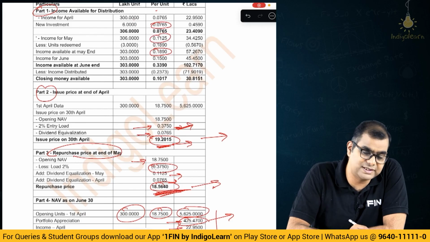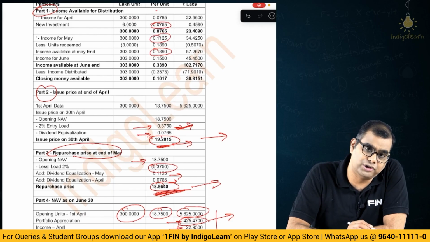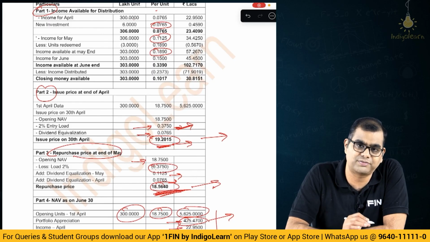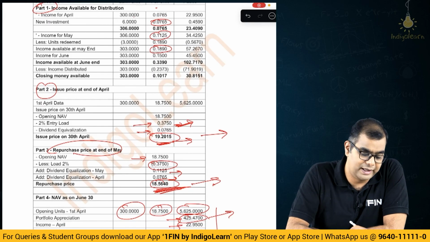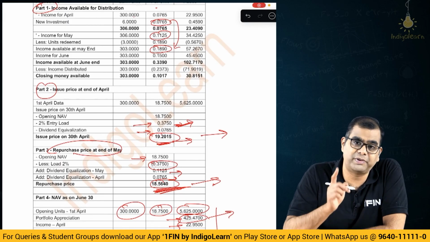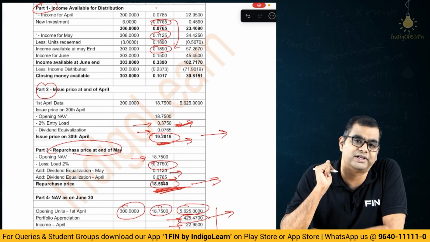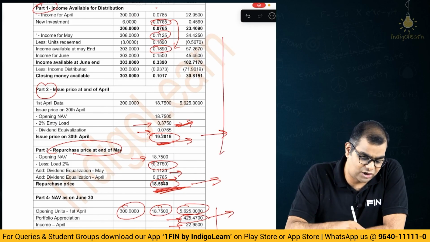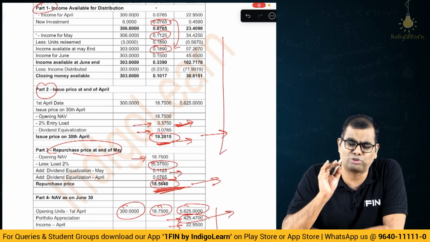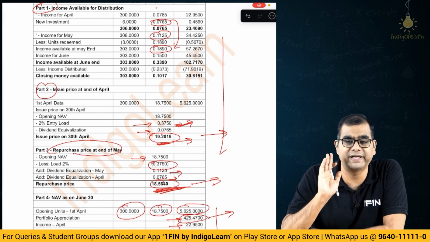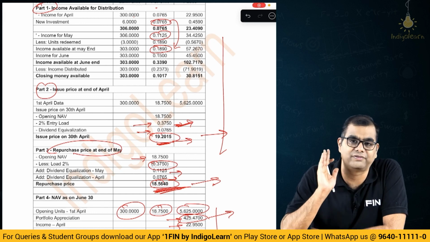So 0.1125 is the dividend for the period. But when new dividend equalization reserve is coming in or going out because of fresh investment or because of redemption, the previous period dividend, which is undeclared as on date, also has to be accounted for as part of the dividend equalization. Okay, so this is the concept. It's a fairly simple one, but slightly lengthy, especially if you tend to get confused. So be careful. Practice this kind of questions carefully.